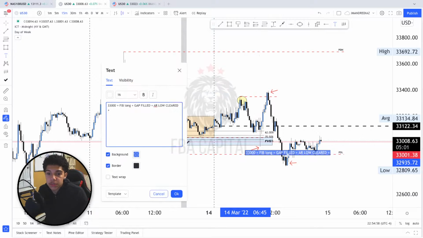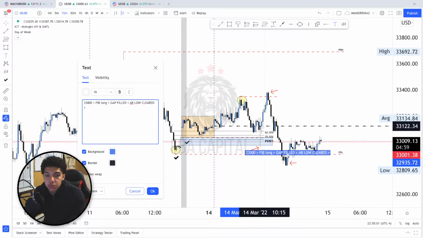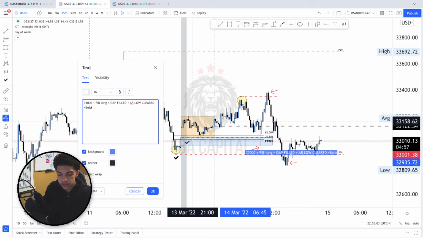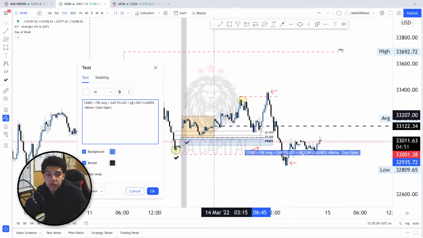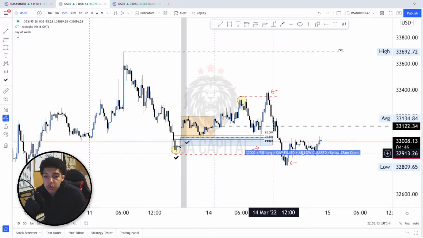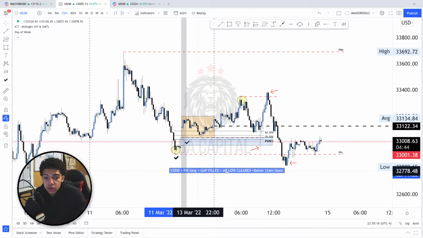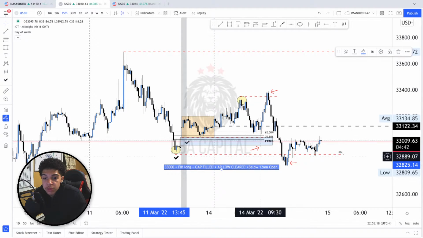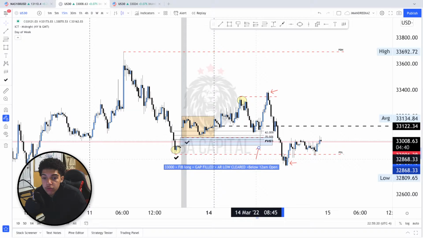What was the other confirmation we had? Boom, boom, boom. Below the 12 a.m. open. What else did we have? And I think that was the majority of the confirmations. So we had 1, 2, 3, 4, 5 confirmations, and we were currently making the low of the day during the New York session, which is a confirmation that I like to look for when looking for reversal signals.